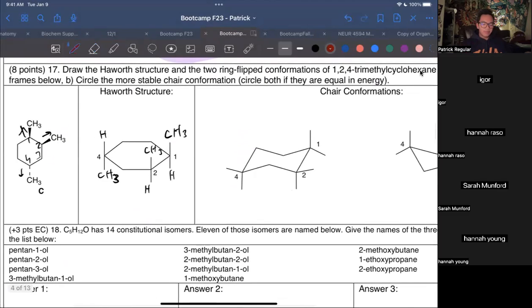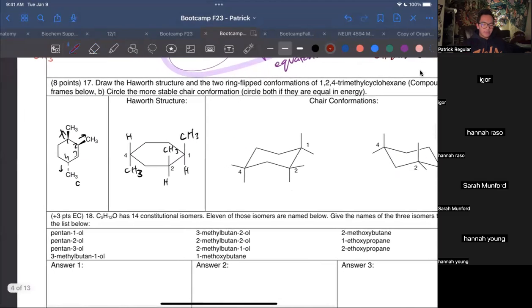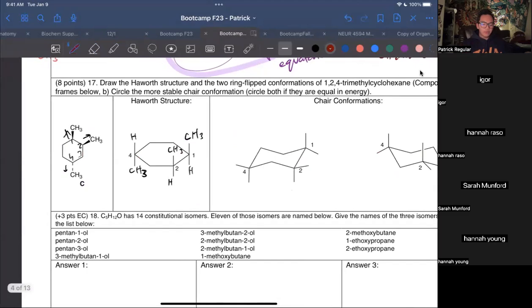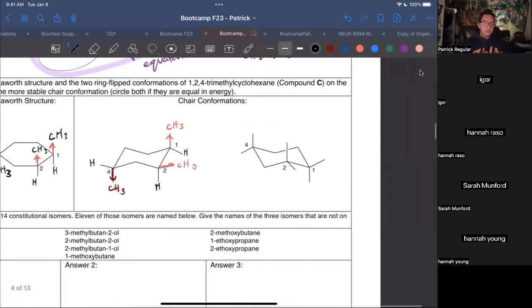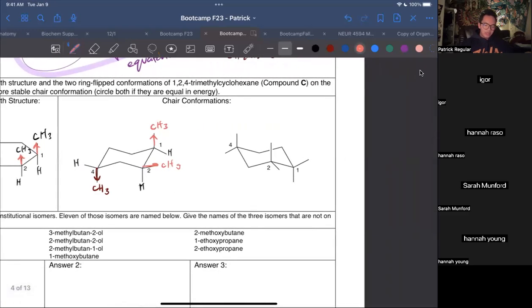Don't worry. But now let's apply it here. Okay. Carbon 1, we have that methyl group facing up, CH3. Carbon 2, methyl group facing up, CH3. Carbon 4, methyl group facing down, CH3. Down. And then we just have some H's here. Now let's do a chair flip. Carbon 1, still up, CH3. Carbon 2, still up.